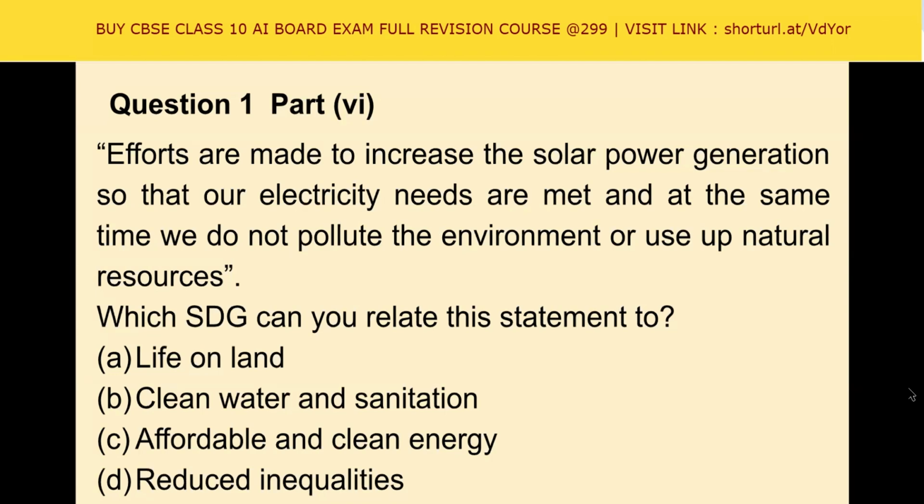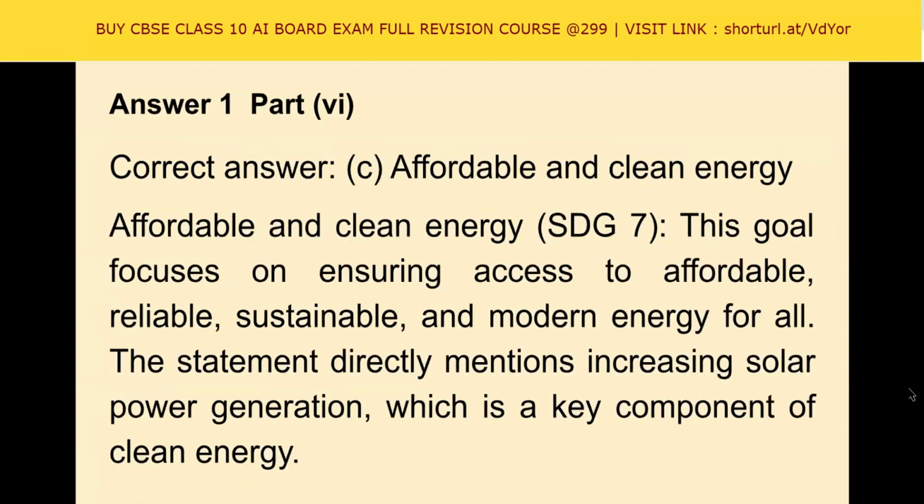Solar energy is one which is not very expensive, and it also provides clean energy because it does not give residual material like other energy sources do. And reducing inequality doesn't make sense here. So the correct answer will be affordable and clean energy. Now, which one is this? This is SDG 7, where the goal is to ensure access to affordable, reliable, sustainable, modern energy for all. The statement directly mentions increasing solar power generation, which is a key component of clean energy.